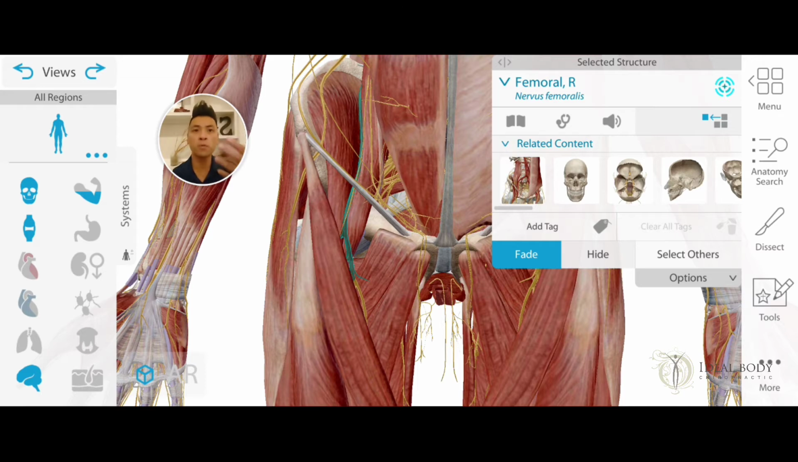It's responsible for sensation to that area. Another thing that it's responsible for is the contraction, or the innervation, to the muscles that extend the knee, that straighten the knee. Some common presentations and symptoms that come from compression to this nerve are numbness towards the front of the leg and a weakness to the muscles that straighten the knee. So that is the brief anatomy lesson that I have for the quadratus lumborum muscle.